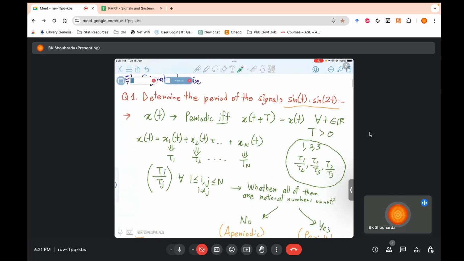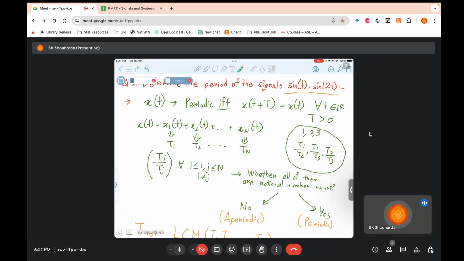Okay, so this was an example of sin t, sin 2t, how to determine the period. So when you have multiple signals x1(t), x2(t), xn(t), each of them with different time periods, how do you determine the period of the signal? And before that, the more fundamental question to think about is whether the signal is periodic at all or not. So we try to check the ratios of all the time periods, T1 by T2, T1 by T3, and so on till T(n minus 1) upon Tn. All these ratios are checked, and if all of these ratios turn out to be rational numbers, then we are sure that this will be a periodic signal.